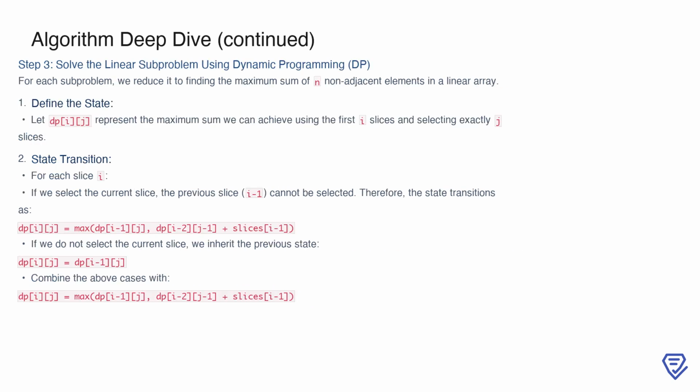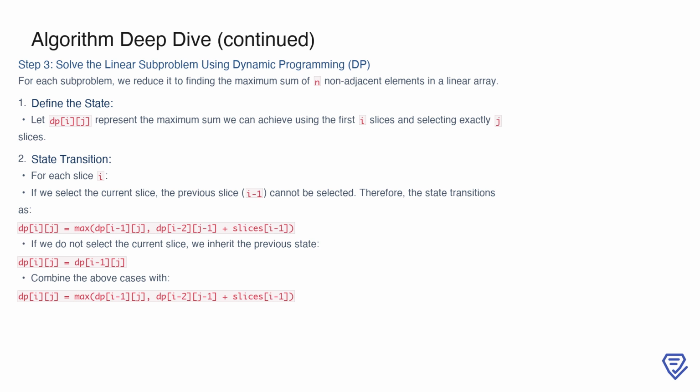To solve each of the linear subproblems, we use a dynamic programming approach. The idea is to compute the maximum sum we can achieve by selecting exactly j slices from the first i slices of the array, while ensuring that no two adjacent slices are selected. To define the state, we use dp[i][j], where dp[i][j] represents the maximum sum achievable with the first i slices and j selected slices.